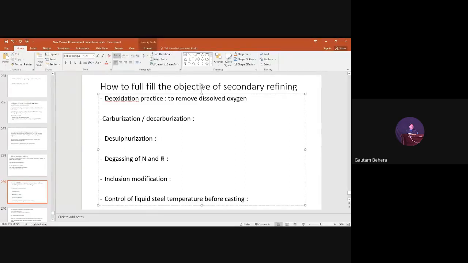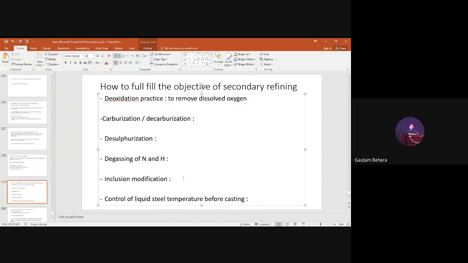Then degassing of nitrogen and hydrogen. You understand we have to remove a lot of nitrogen and hydrogen if it is there, right? Degassing means removal of dissolved gases, nitrogen and hydrogen basically.